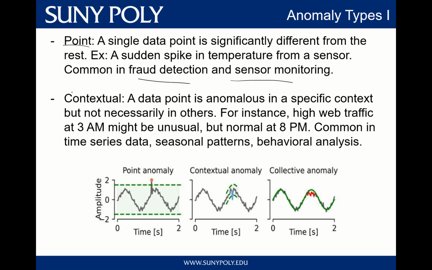The second type is contextual anomalies. These are points where the value itself is not an anomaly, but depending on the context, it will be considered an anomaly. Let me give you an example. Let's say that you are analyzing web traffic. If at 3 a.m. you have the same traffic as at 8 p.m., even though the value is normal at 8 p.m., the same value is going to be considered an anomaly at 3 a.m. So the context matters.